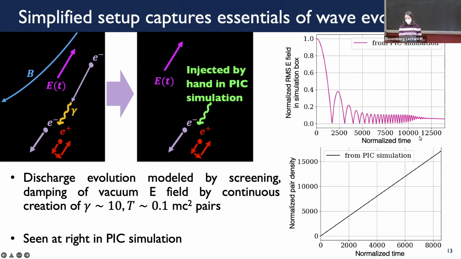And you have normalized time along the x-axis. You start out with a strong electric field up here in the pink. And then if you look at the second plot, as time goes on, you just add more pairs to this electric field, and this electric field starts to oscillate and starts to get smaller in magnitude as you add more and more pairs to the process.